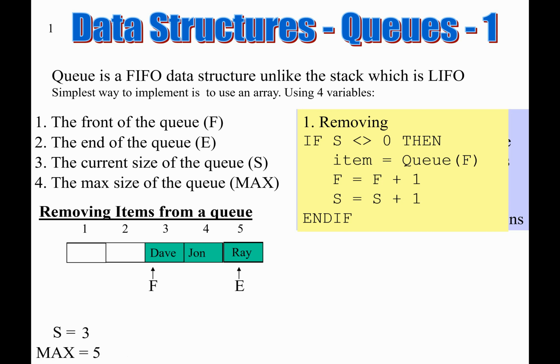Now the other option is using the circular queue. Now that is the one we're going to go for. Now, so a circular queue is simply this. If I want to add something to the queue, well, I add one to E.